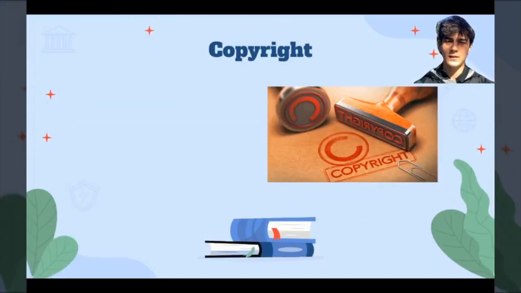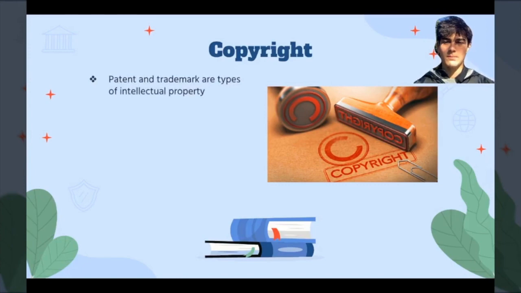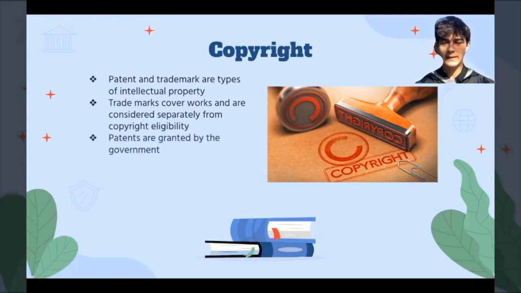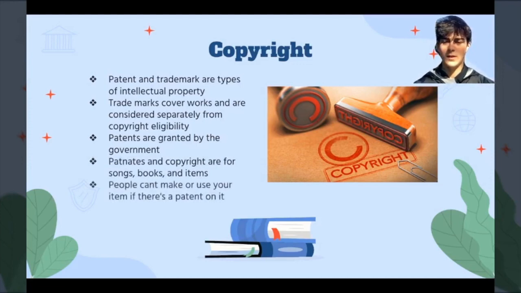For my third is copyright. Patents and trademarks are types of intellectual property. Trademarks cover work and are considered separately from copyright eligibility. Patents are granted by the government. Patents and copyright are for songs, books, and items. People can't make or use your item if you got a trademark, patent, or copyright on it.